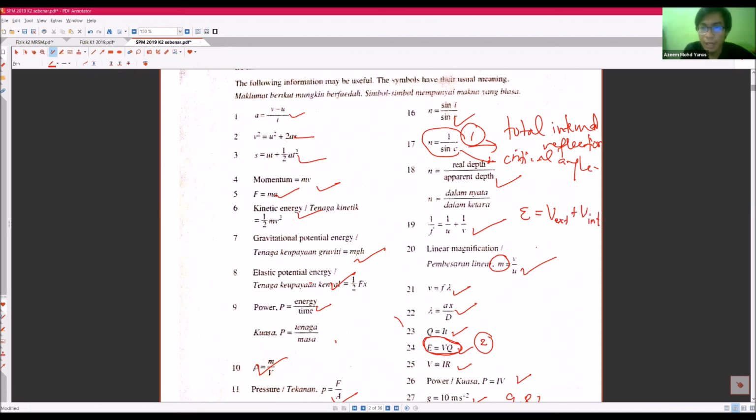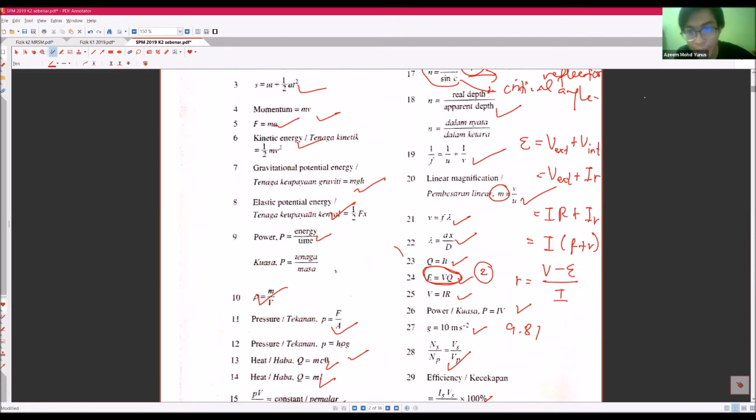Know that the SPM formula list has a lot of formulas, like IR plus IR, and then R equal to minus E over I, and many more. I don't want to list it all. Study it later or watch the revision video.